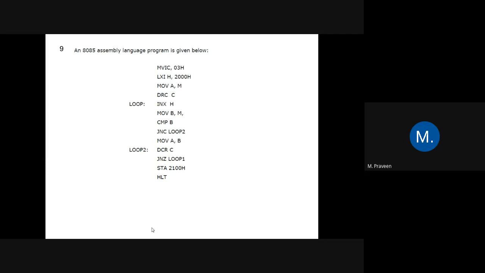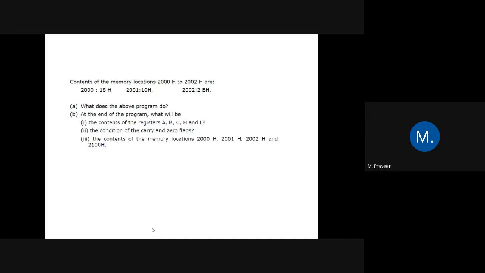In the 9th question, they have given the program. For this program they have given the data. In 2000 we have the data as 18. In 2001 we have the data as 10. In 2002 the data is given as 2B.